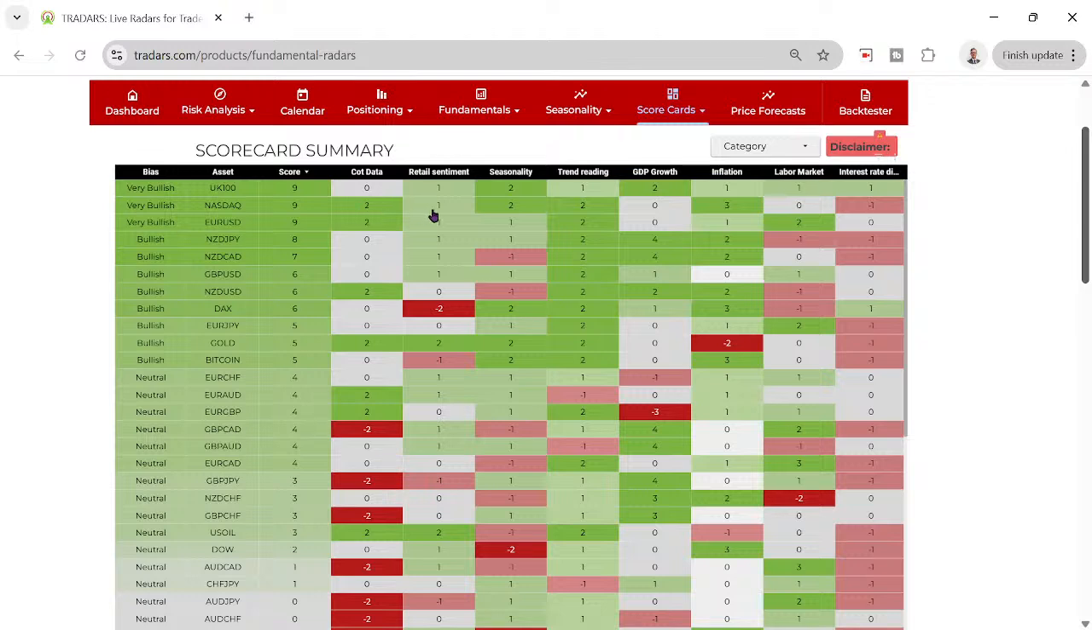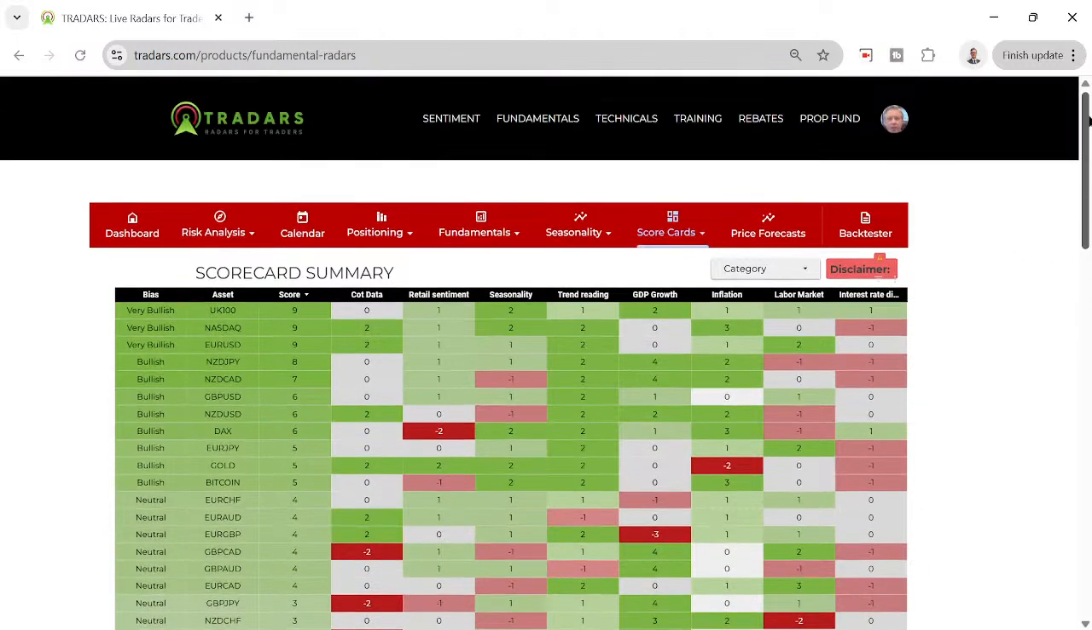Institutions are long and retail are long. Oh, but interest rates are too high. So that's how we get that score of 9. I mean, we're looking at all this stuff. Do you guys want to do some technical analysis? You want to do some pattern recognition? Yeah, me too.